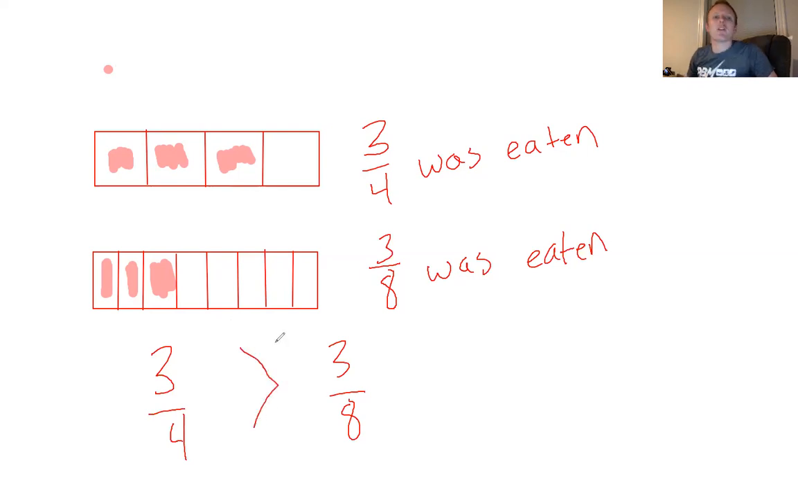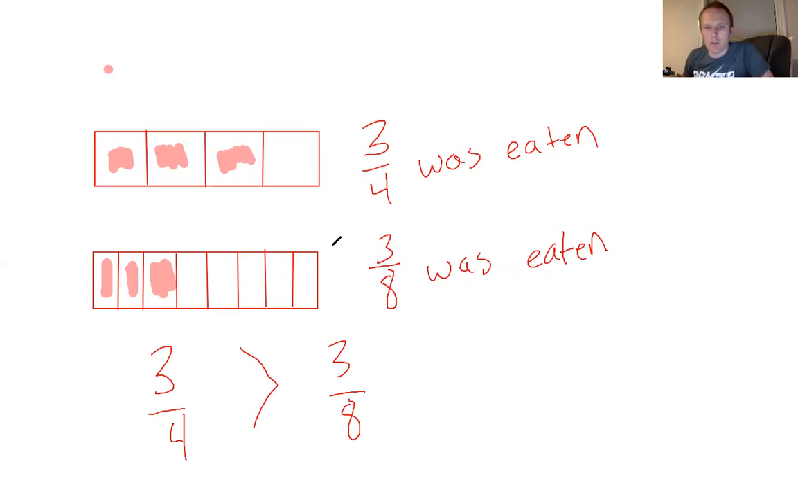That wasn't much better, but you get the point. 3/4 is greater than 3/8. So what that means is 3/4 is closer to 1 whole than 3/8 is. You ate almost a whole bar up top, and you ate less than half of the bar down bottom. So that means that 3/4 is bigger than 3/8.